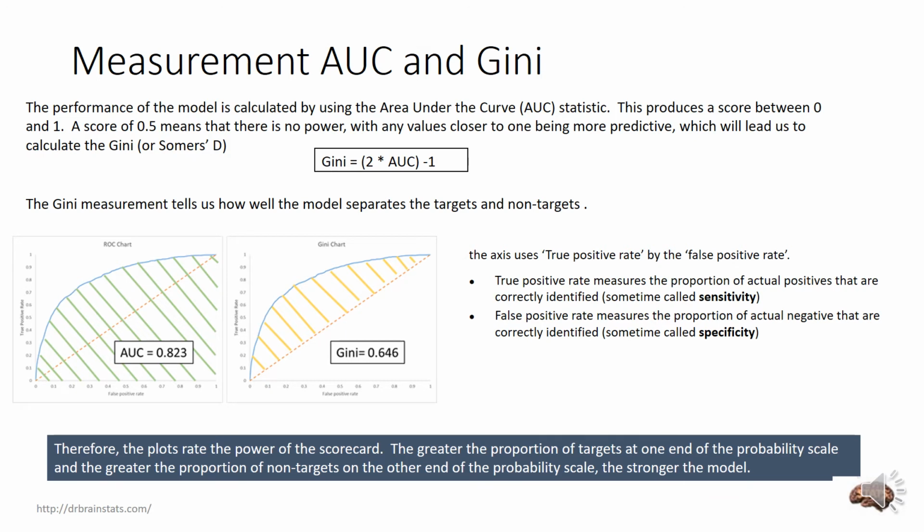So this brings us to a measurement, and we're going to use area underneath the curve and Gini. The area underneath the curve produces a score between 0 and 1, and a score of 0.5 means that there's no power. Any values closer to 1 means it's stronger. And then the most commonly used measurement technique is called the Gini, or sometimes Somers' D. The Gini measurement tells us how well the model separates the targets and non-targets. And this is an example of the graphs. As you see, for AUC, it is all of the chart. With a Gini chart, it's just the area above the line.